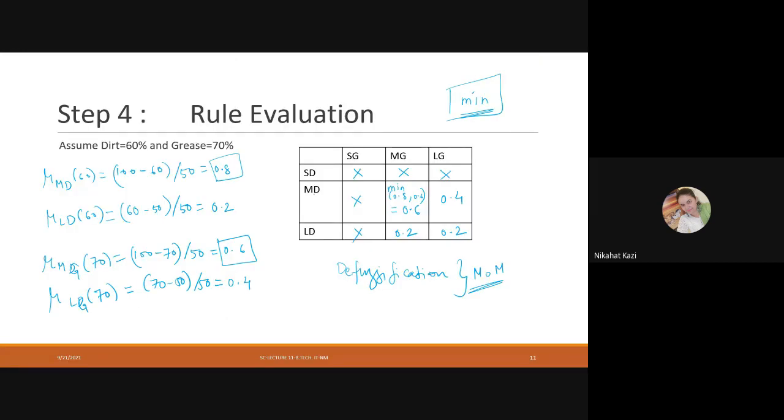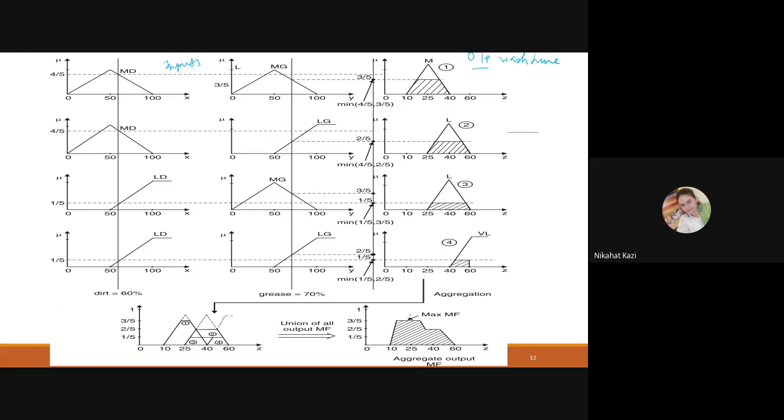If dirt is medium and grease is medium, then wash time is medium. So wash time is medium. What you need to do is, for this particular wash time is medium, graphically, we need to find out the defuzzified value. What is the wash time we need to find out? We have the membership. From the membership, we need to find out the defuzzified value.